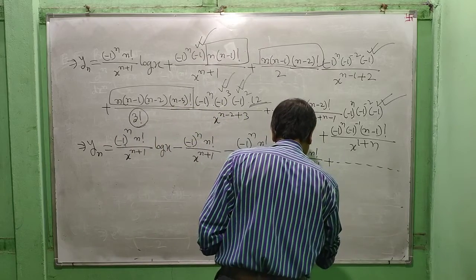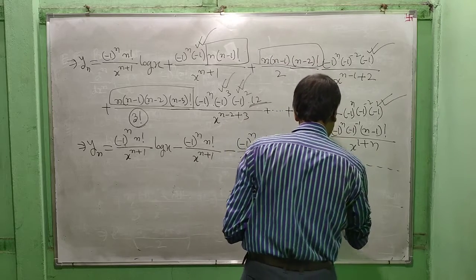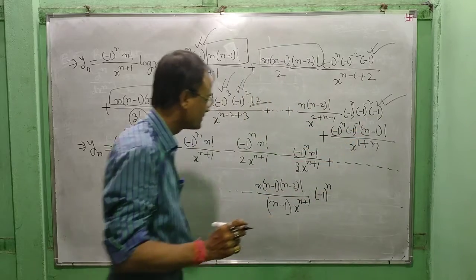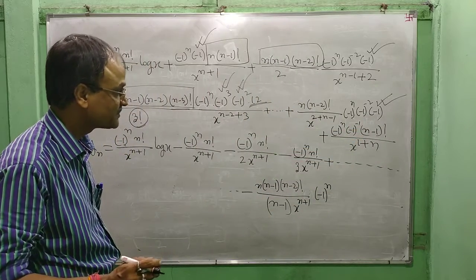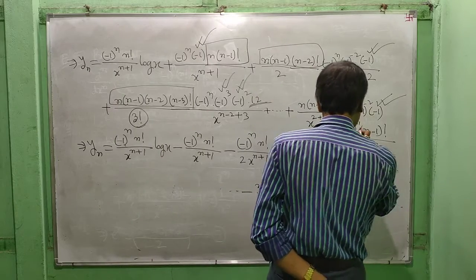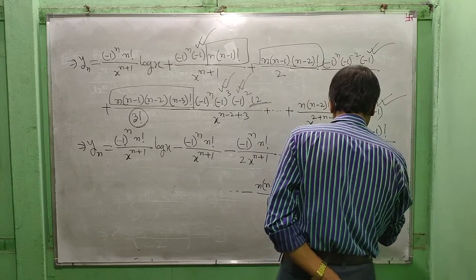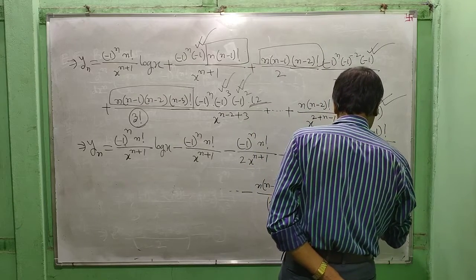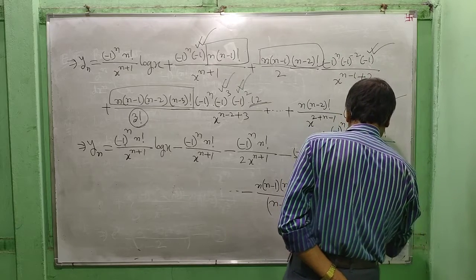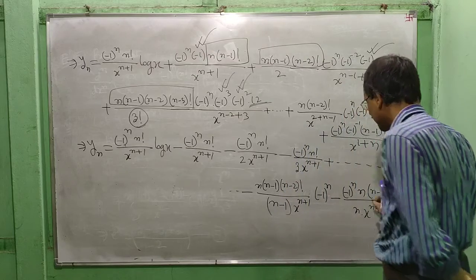You will get x to the power n plus 1. Here you will get minus 1 whole to the power n. Minus 1, this is equal to 1. Just all the terms have been written here. And the last term is minus, again minus, minus 1 whole to the power n, n into factorial n minus 1 divided by n into x to the power n plus 1.